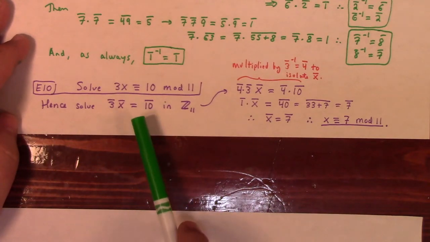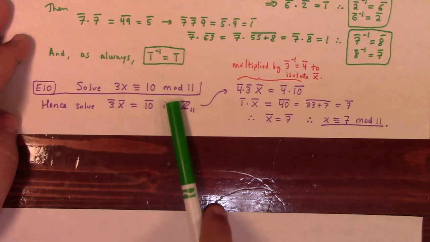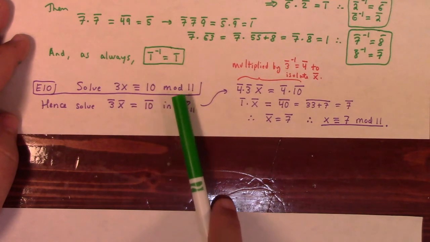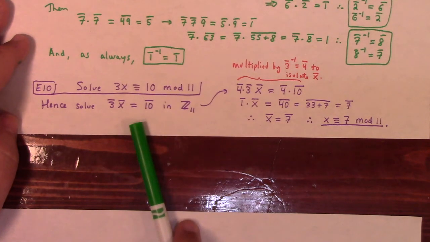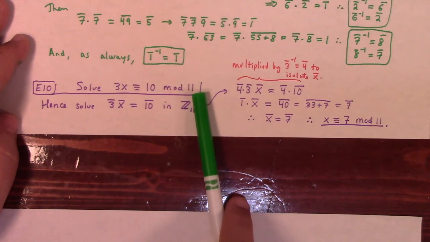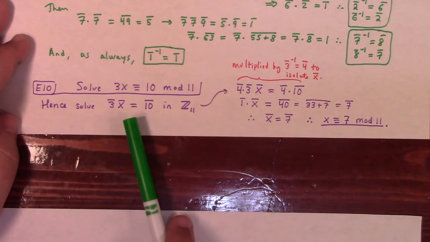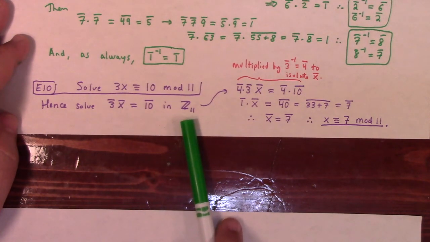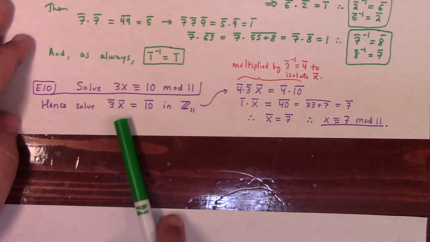Example 10. Suppose you want to solve 3x congruent to 10 mod 11. So this congruence we can trade for an equality. This is something I want to try to communicate to you. You have a choice. You can either work on a congruence problem or an equality problem in Z11. I personally prefer the abstract equality to the concrete congruence. But, you know, different strokes for different folks.